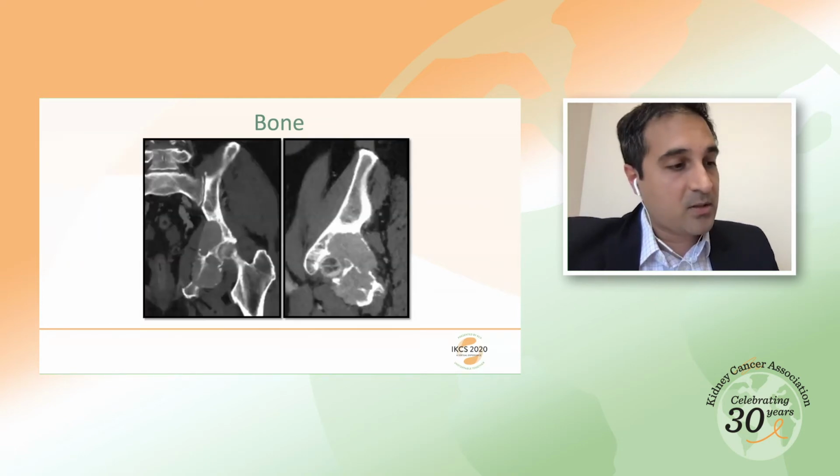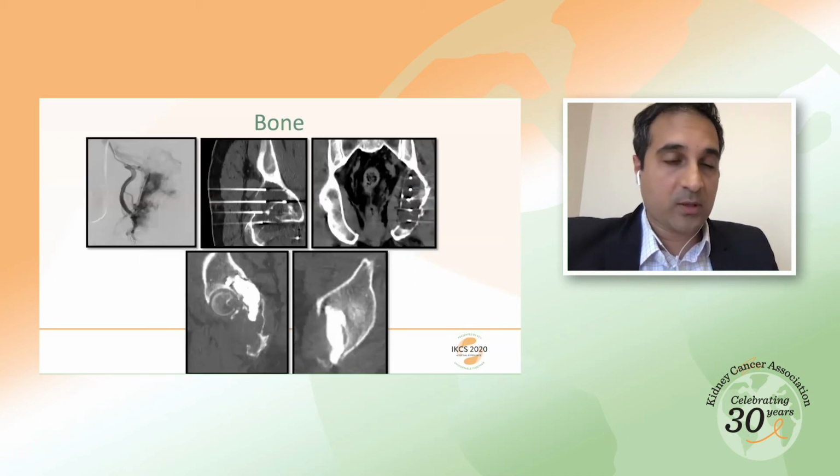Large complex lesions often call for a combination of multiple techniques. So for example, this is a large metastasis involving the left hemipelvis. And in this case, we elected for several interventions that were performed simultaneously. The first was transarterial embolization to devascularize the tumor.